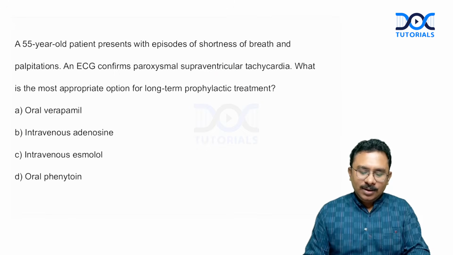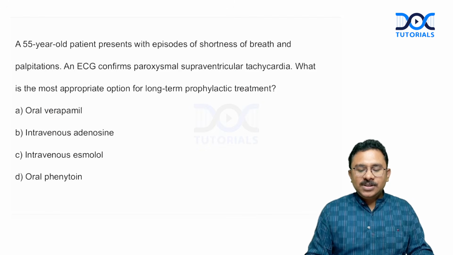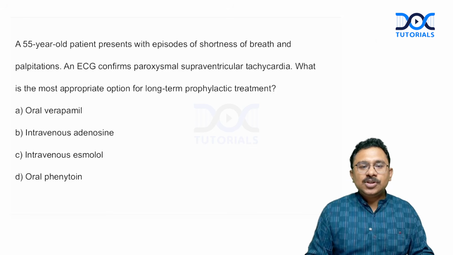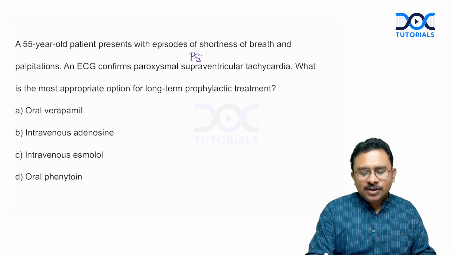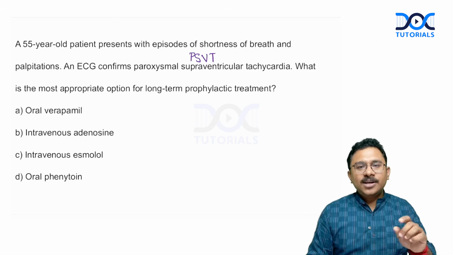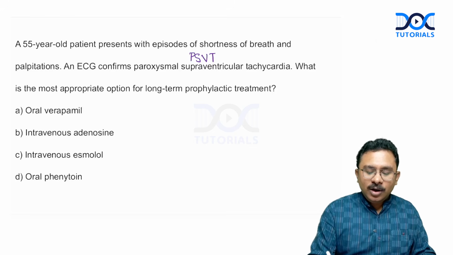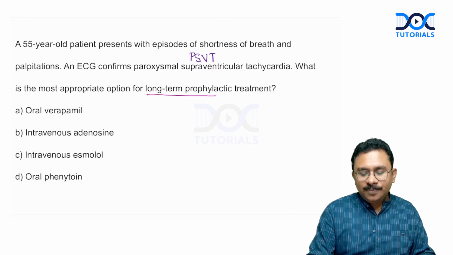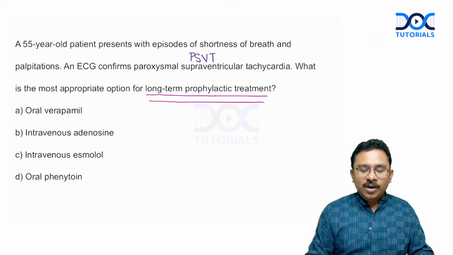Okay, right. Coming to this question, a 55-year-old male patient presents with episodes of shortness of breath and palpitations. An ECG confirms paroxysmal supraventricular tachycardia. So for NEET PG, PSVT is always a hot favorite topic. And what is the question asking you? What is the most appropriate option for long-term prophylactic treatment? Now look at the options: oral verapamil, IV adenosine, IV esmolol, and oral phenytoin.